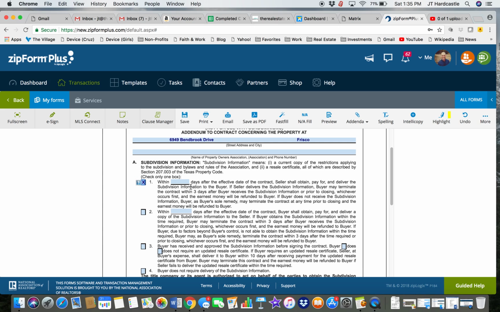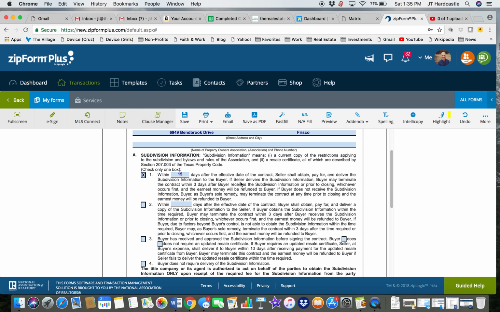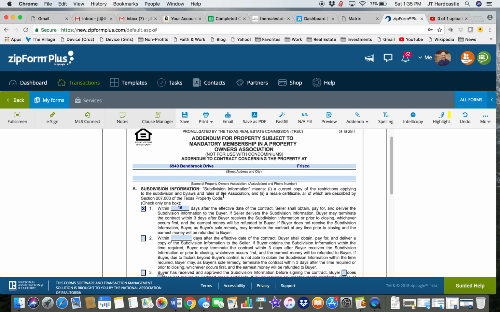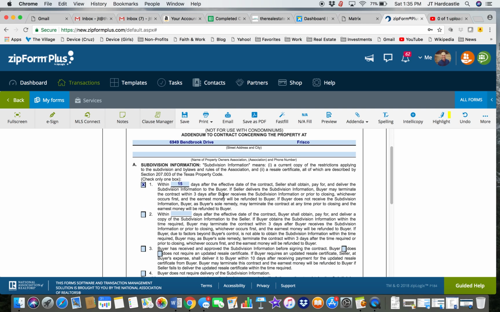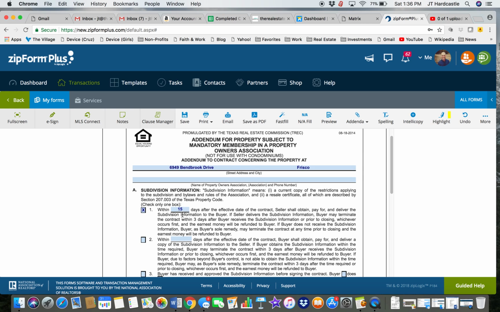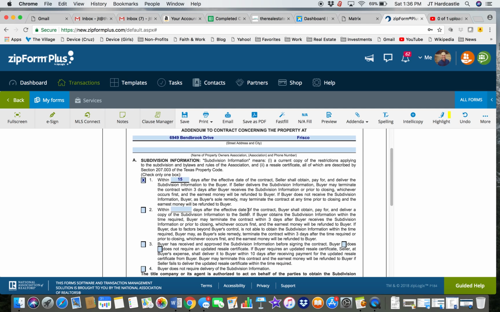So this is usually the first box we check. This can range. I generally will put 15 days here. Sometimes you can do 10. The only reason to not do a shorter amount of time is that some HOAs require more time to get the information to the buyer that is on here on the contract, and then sometimes they have to do a rush, which means the seller may have to pay a rush fee, and we're trying to stay away from that.